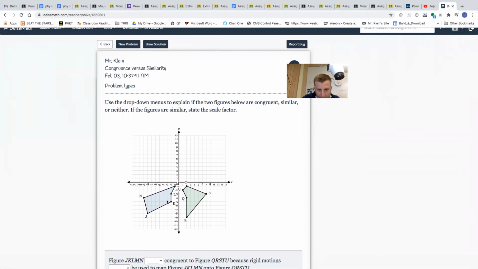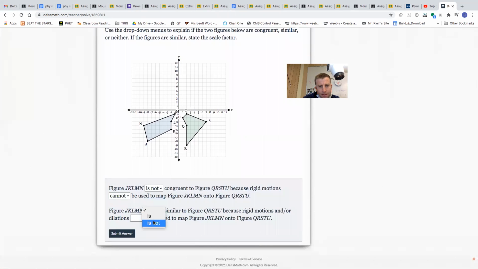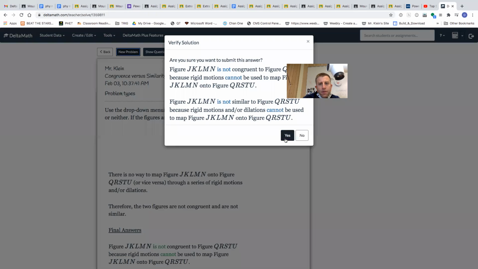So by looking at this, they're different shapes. I mean, they're totally different. It does kind of look like a rotation, but it doesn't match up, right? So they're not the same shape. So I would just say it's not congruent. There's no mapping that would get this to that. They're also not similar, okay? I believe that'll be right, hopefully.